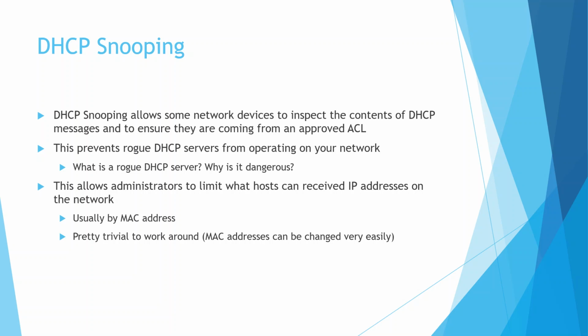So we have DHCP snooping. A lot of times we have network devices that inspect the contents of DHCP and ensure that they're coming from an approved source, using an ACL, or access control list. This is going to help us prevent rogue DHCP servers from operating on the network. So what is a rogue DHCP server?